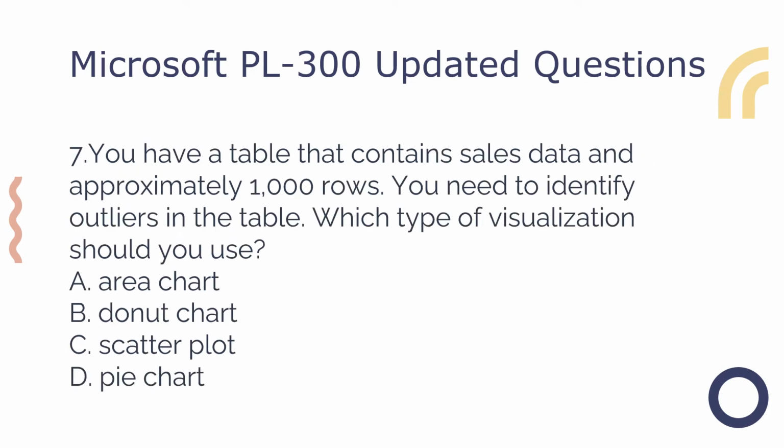7. You have a table that contains sales data and approximately 1,000 rows. You need to identify outliers in the table. Which type of visualization should you use? A. Area chart. B. Donut chart. C. Scatter plot. D. Pie chart.